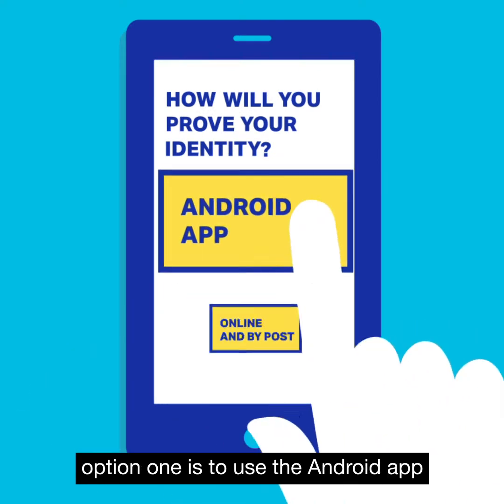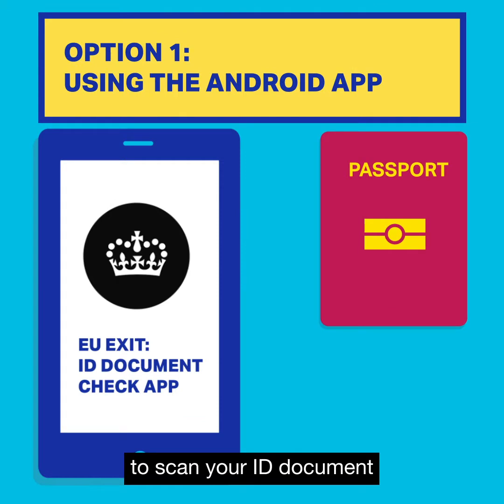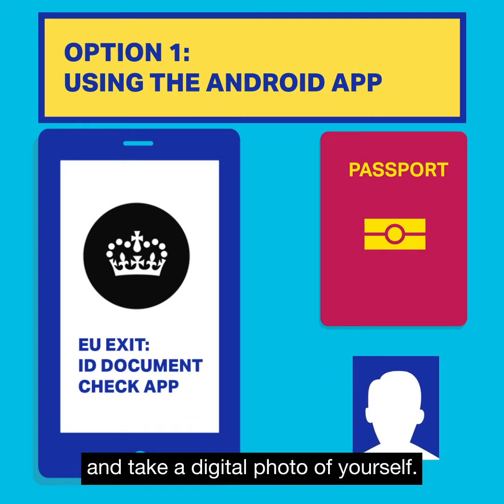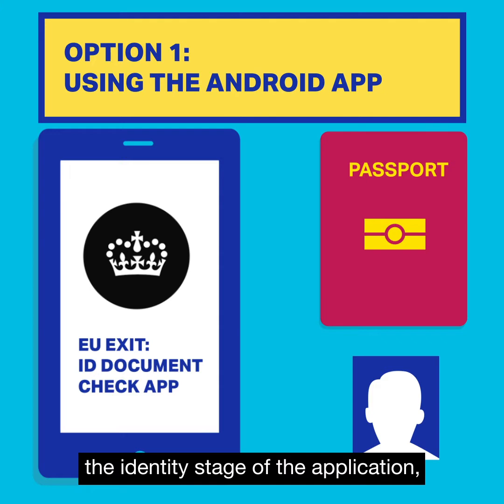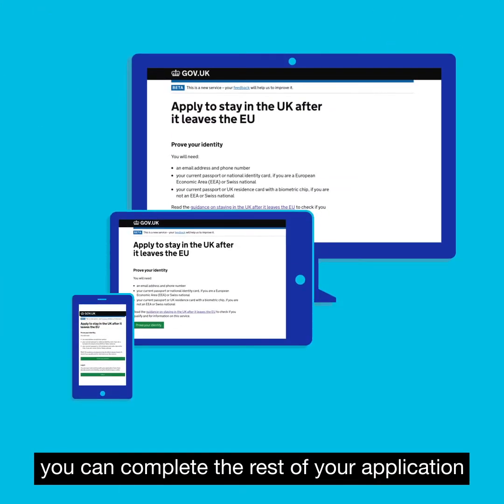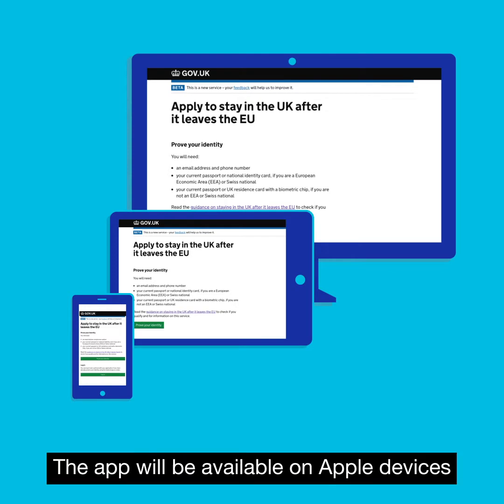Option 1 is to use the Android app to scan your ID document and take a digital photo of yourself. The app is only to complete the identity stage of the application. You can complete the rest of your application online on any device. The app will be available on Apple devices later this year.